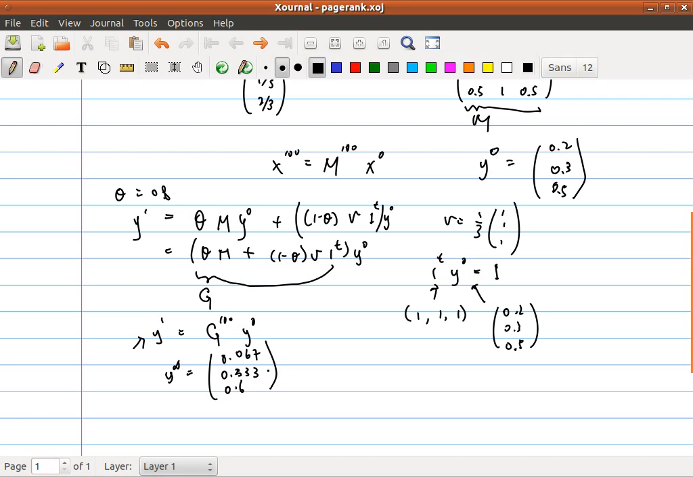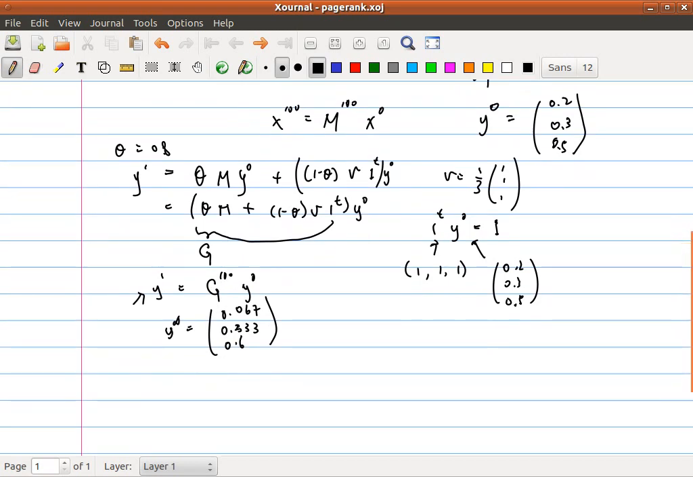One last thing I want to say is that we can of course iterate this many times, but another interpretation is that G times y is equal to y in general. At iteration n, y n plus 1 is equal to G y n. If n is very big and it approximately converges, then y n plus 1 is approximately equal to y n. Therefore, G minus I times y n is equal to 0.